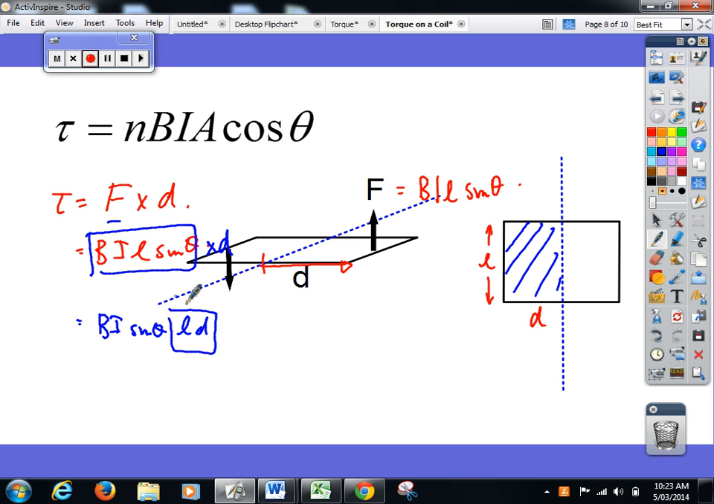So we'll have two forces here. That would then mean that we have another LD over here, and that LD will give you the area of the other half of the coil. So all up, we'll be measuring the area of the entire coil, which is this here.